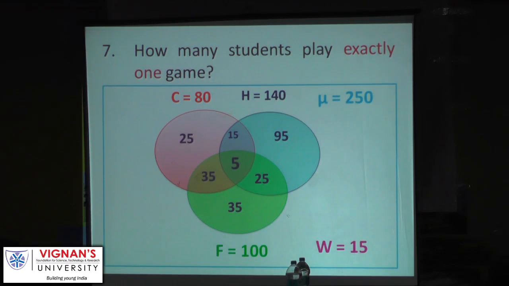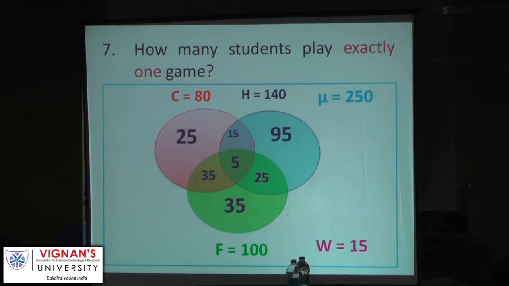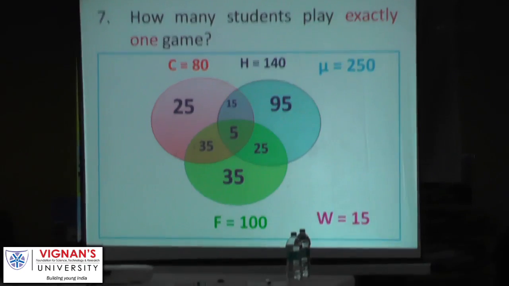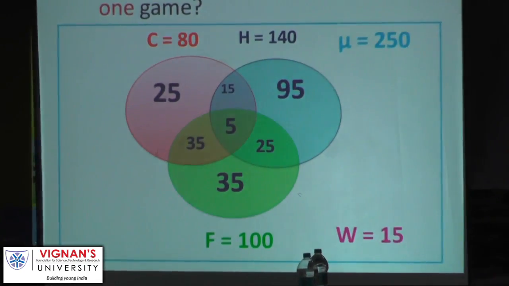Exactly one game. What is exactly one game? 25 plus 95 plus 35. Those three. Addition of those three will give you exactly one game. Now next question.